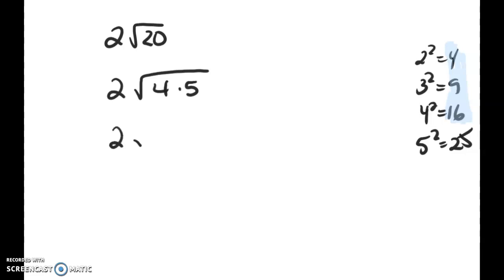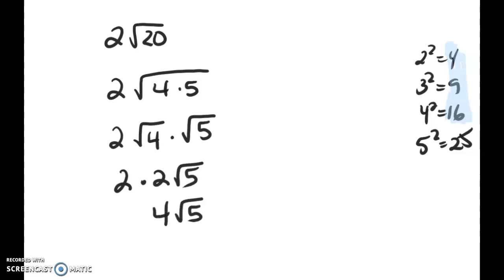And so now I can take the square root of 4. I cannot take the square root of 5. It's not an integer. And I would get 2 times 2 times the square root of 5. So 4 square root of 5. And so this would be how that part would simplify. So I'm going to put that over there.